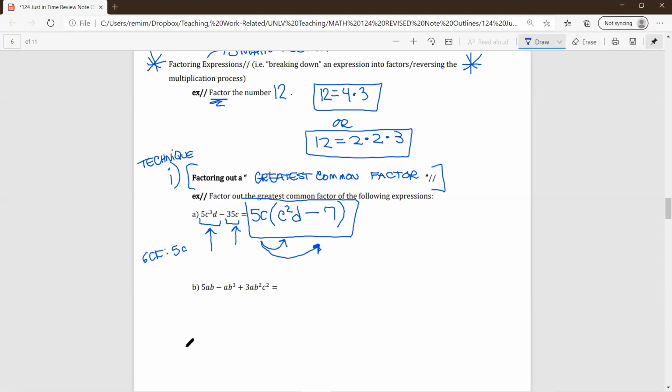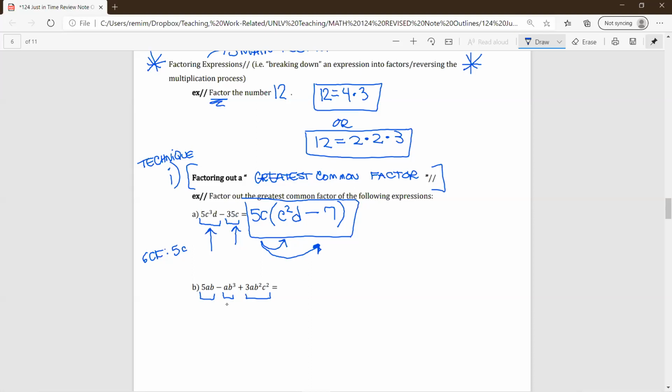Let's do another one. For part B, how many terms are there? 1, 2, 3. So again, we're gonna ask ourselves, what do all three of these have in common? So always look at the number first. For the first term, the number is 5. And really I should be saying the coefficient. The coefficient here is 5.